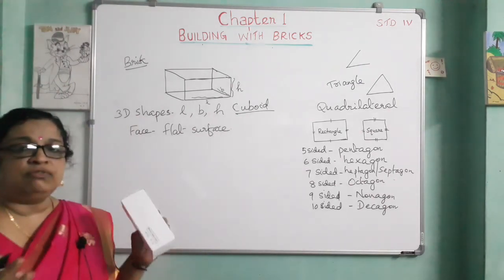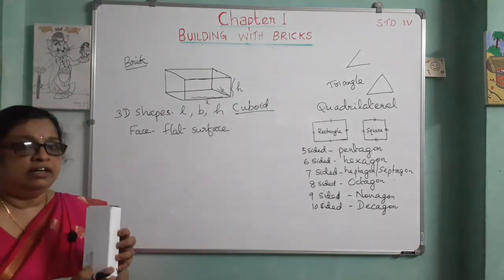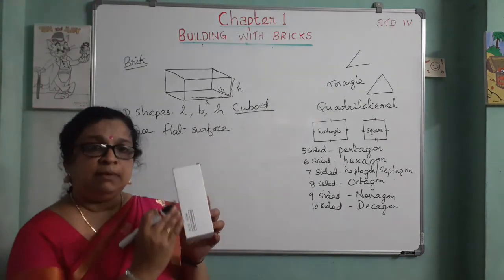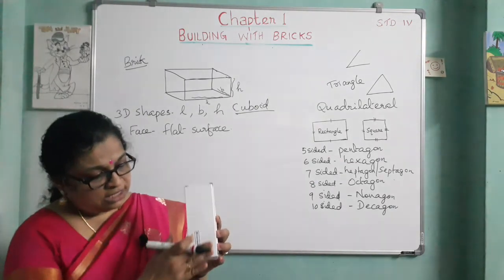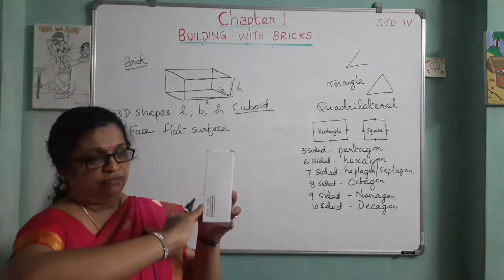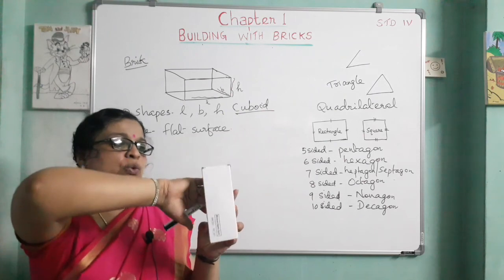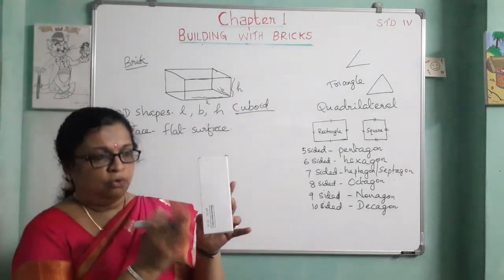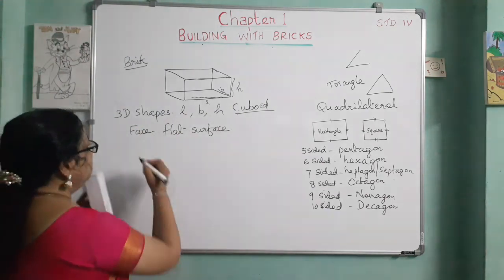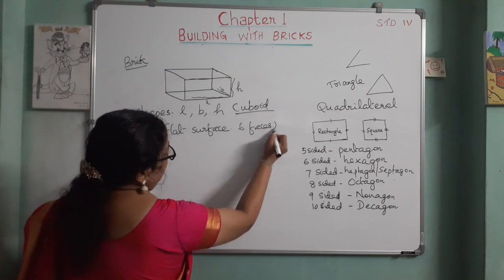This flat surface we call a face. Then how many faces? These faces are in which shape? Rectangle shape. So this is a face and this is a face. Then here a face, here a face, here a face, here a face. So 1, 2, 3, 4, 5, 6. How many faces? 6 faces. So a cuboid has 6 faces.